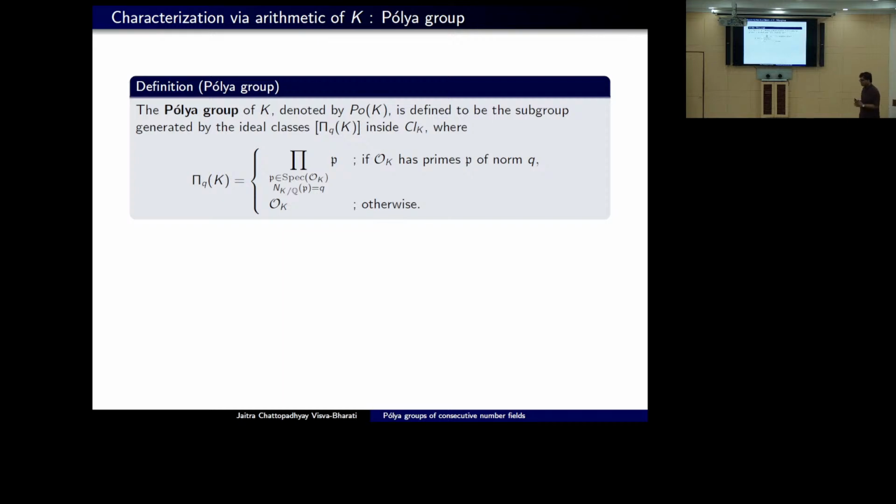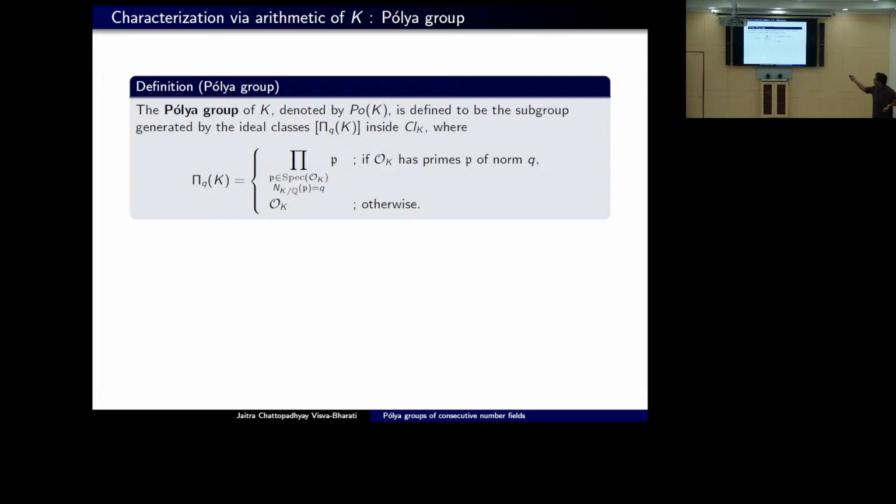So we know that the norm of a prime ideal is a prime power. So if some integer is a prime power, then there will be finitely many prime ideals with that norm. We take the product of all those prime ideals. The resulting product will also be an ideal. We take the ideal class of that product and we collect all those ideal classes and generate the subgroup inside the ideal class group. Since the ideal class group is finite, this will also be finite. But the point is, this may not be equal to the entire group Cl(K). So whatever group we generate in this way, that is called the Polya group of K. So that's how we define the Polya group of a number field K.